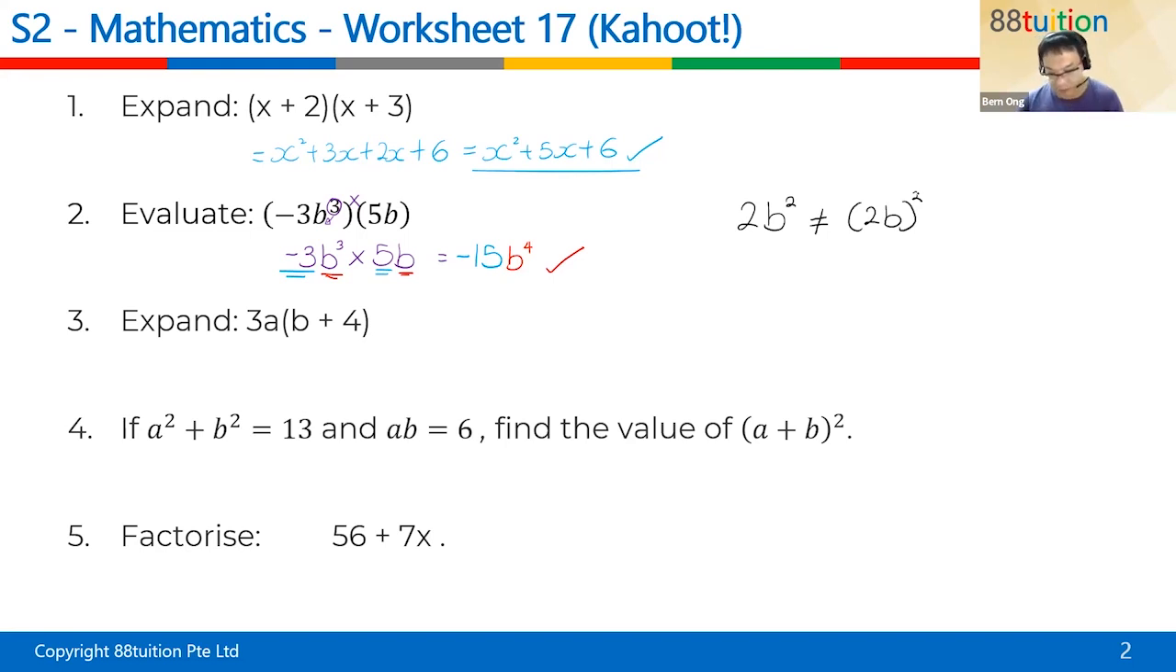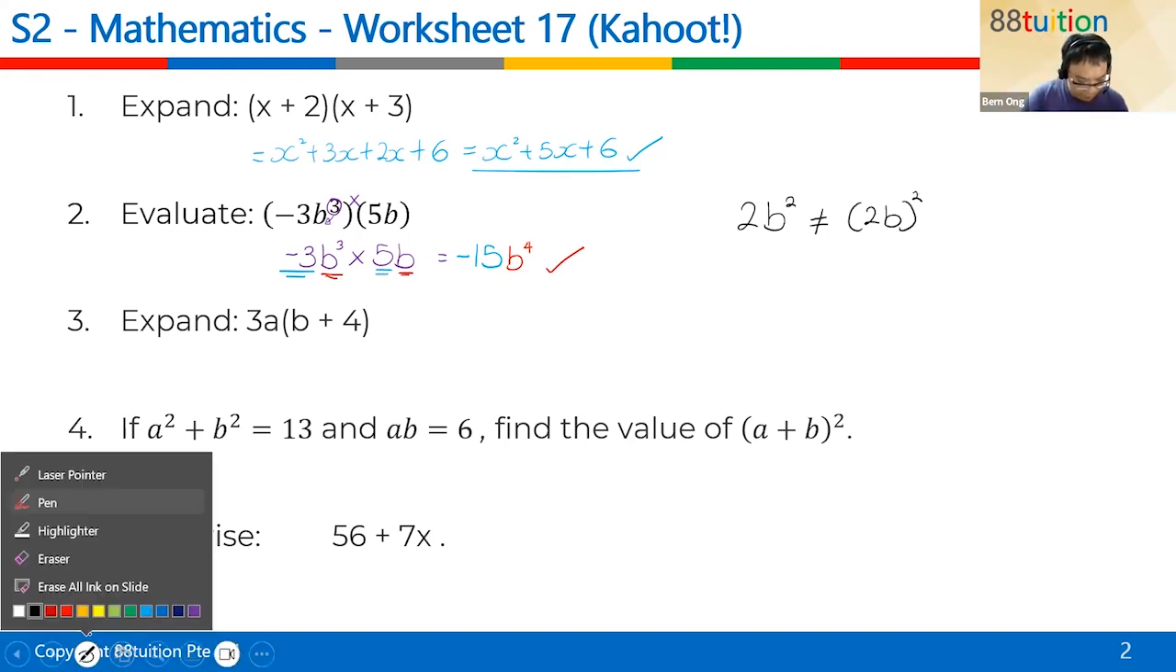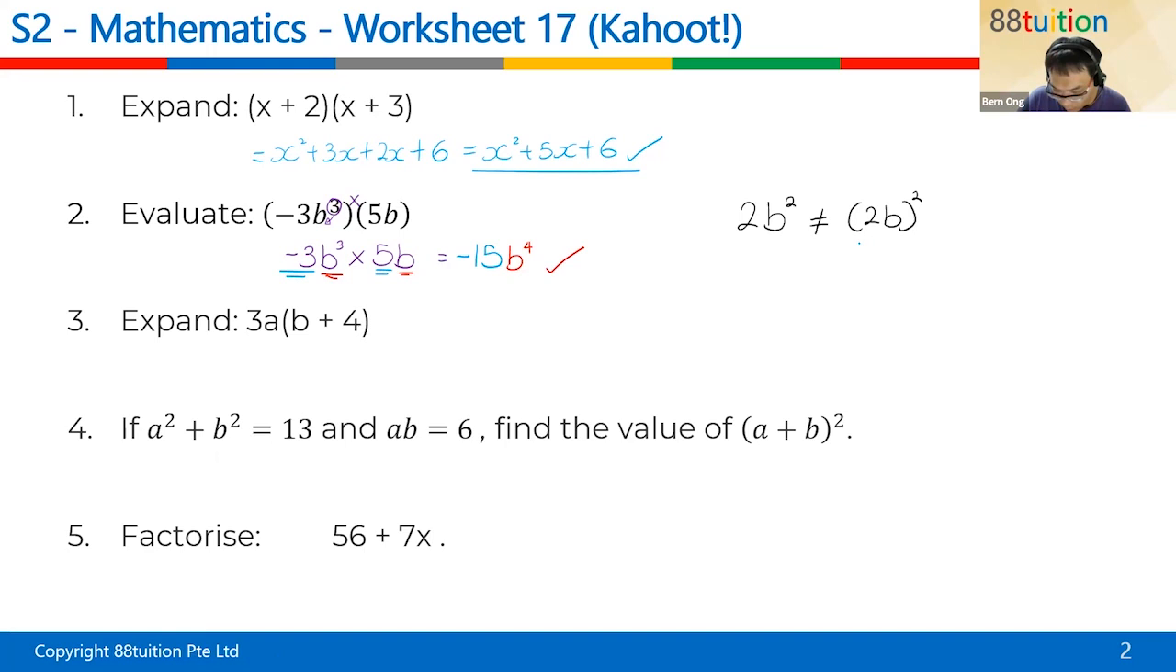Do you know that they are totally different? So be careful of the bracket here. What does this bracket mean? This bracket means that everything inside, you're supposed to square it. Means that you're supposed to duplicate it like that.